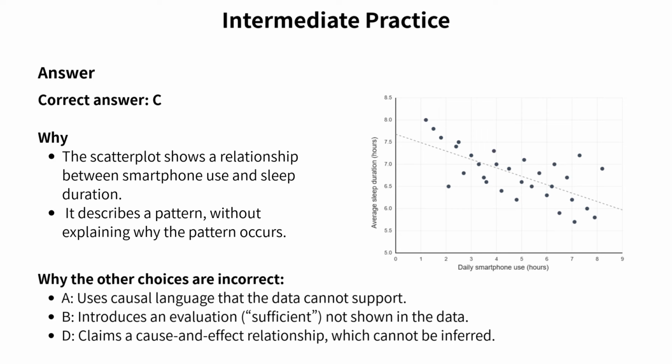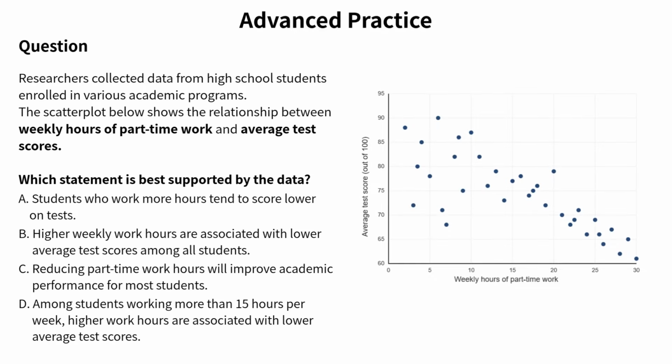Choice A is incorrect because it claims a primary cause. The data do not support causation. Choice B is incorrect because it adds an evaluation, sufficient sleep. The graph shows hours, but it never defines what sufficient means. Choice D is incorrect because results in is also a cause and effect claim, which cannot be inferred from this scatterplot. Here is your advanced practice question.